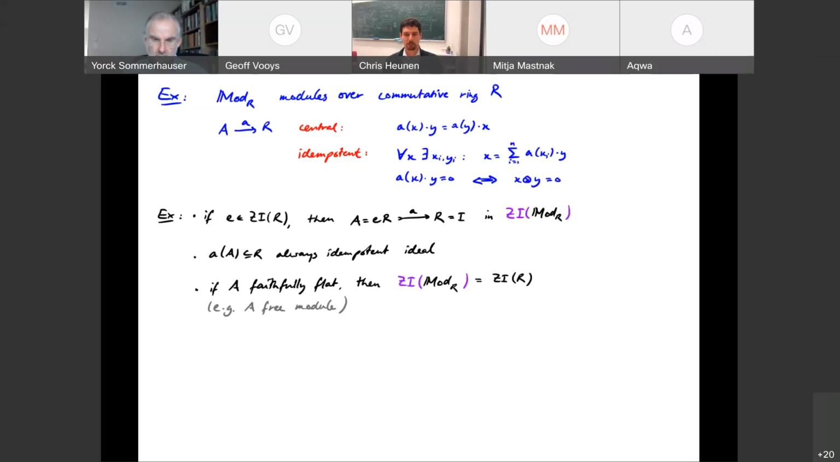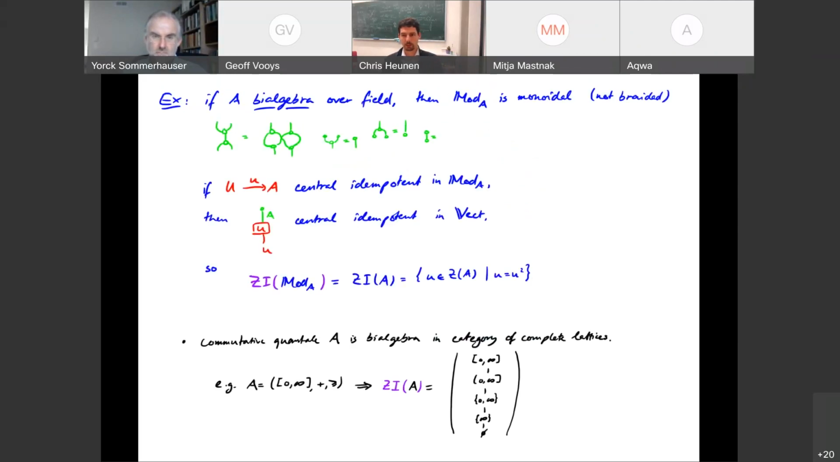So this is one sense in which central idempotents in the category, as I defined them, connect to central idempotence of a ring. There's a slightly more interesting version of this, where the correspondence is 1-to-1.